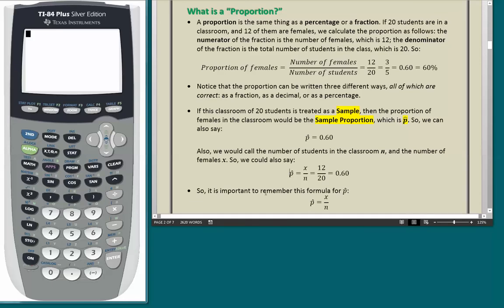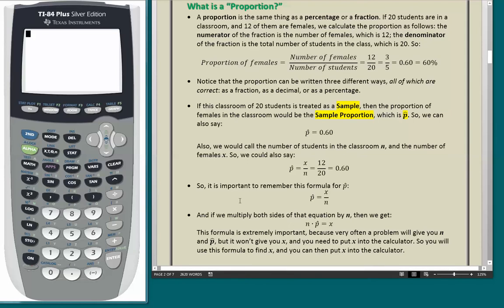So it is important to remember this formula for p hat. P hat equals x over n. That's an extremely important formula for this chapter. Notice something else, and now I'm down here at this bullet. If we multiply both sides of this equation by n, then we get n times p hat equals x. This formula is extremely important because very often a problem will give you n and p hat, but it won't give you x. And you need to put x into the calculator. So you will use this formula to find x, and you can then put x into the calculator.